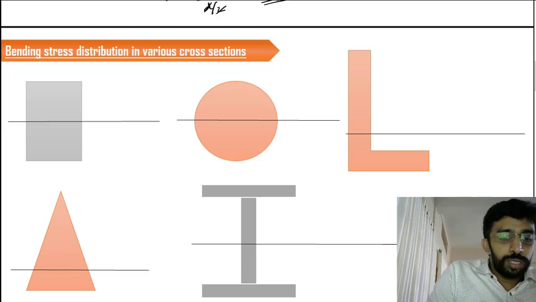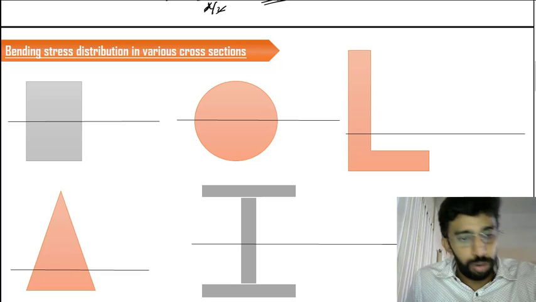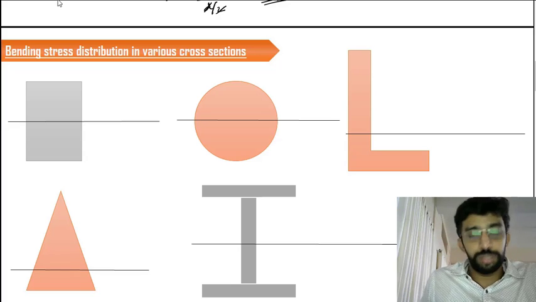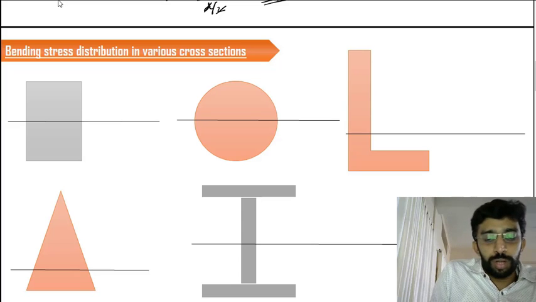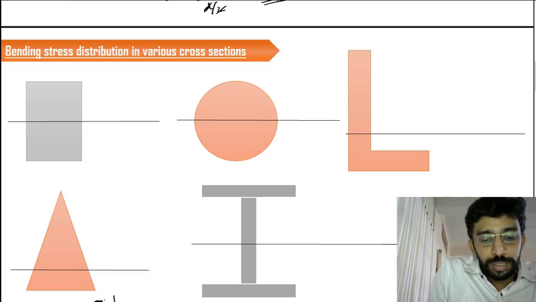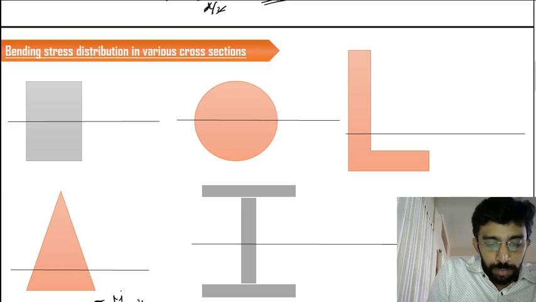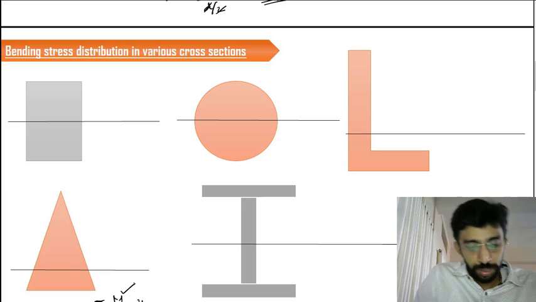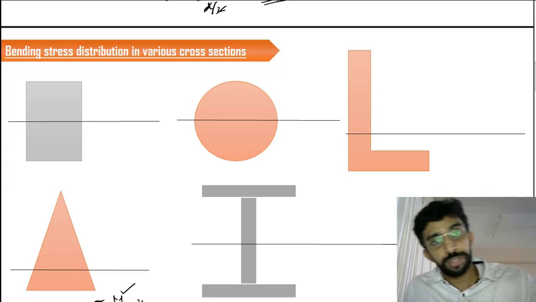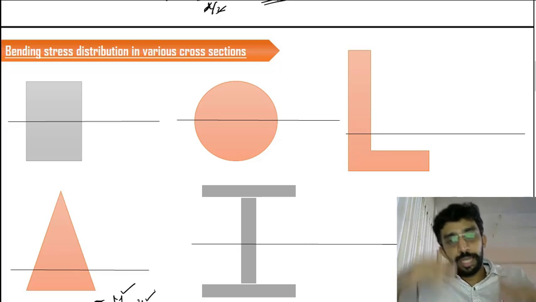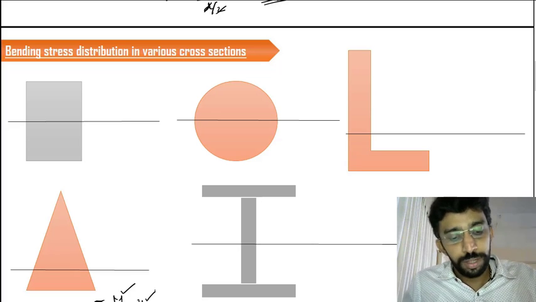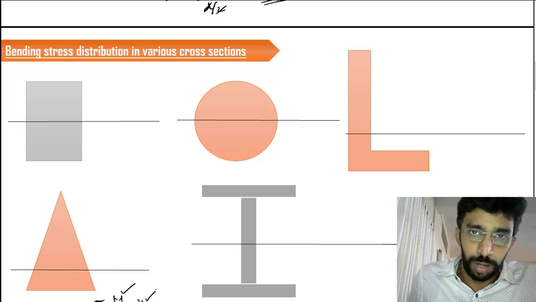Now if we draw the bending stress distribution, how is it going to look? We know that the value of sigma is equal to M by I into Y. We know that the maximum value of M remains constant. The value of I is for the cross section, and that also remains a constant value. The only variable is the value of Y. That means as y changes, you have a variation in sigma.